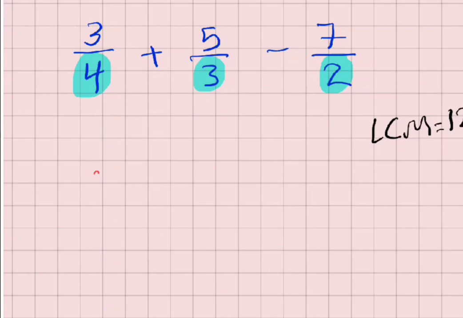Now granted, 24 is also a common multiple, and if you use 24, you can get the right answer. You just got to simplify at the end. So if you're ever unsure about how to find the least common denominator, you can find any common denominator. One simple technique is simply to multiply these 3. 4 times 3 times 2 is 24. And you could use 24 and still get the right answer.